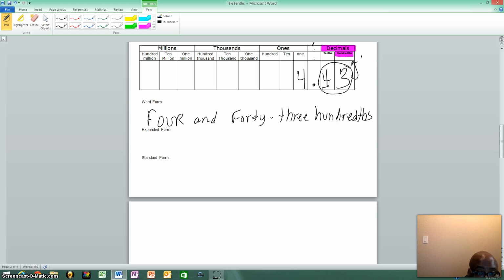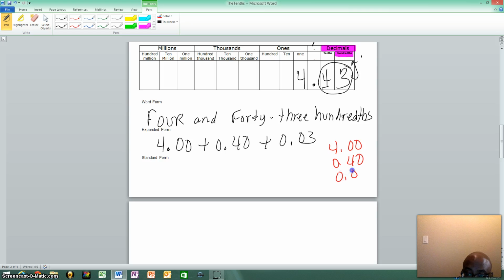Now, expanded form, 4.00 plus 0.40 plus 0.03, or just like this, 4. And you remember, we can do the same thing to get that number in standard form.